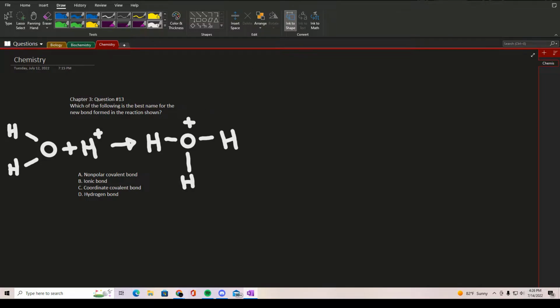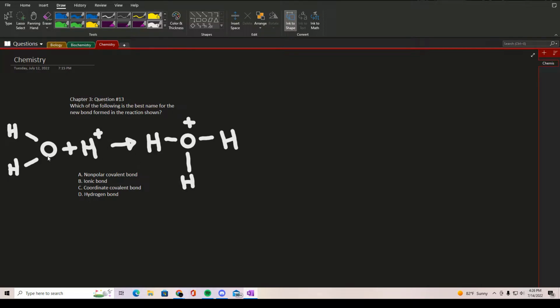In this reaction we have water, which is H2O, reacting with a hydrogen ion to form the hydronium ion. And remember, one of the cool properties about water is that when it's in the presence of an acid, such as the hydrogen ion, it's going to act as a base. And that's exactly what happens in this reaction.